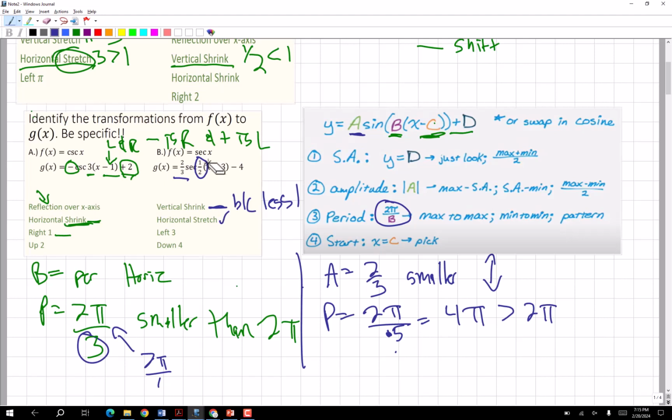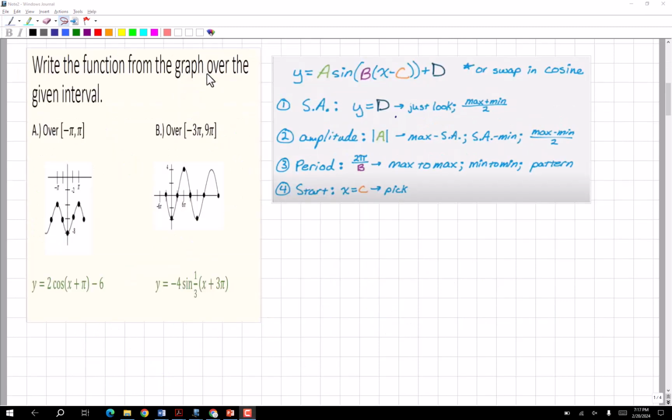Why is it left 3? Because we're looking at our C value here. This is the opposite, right? So +3 means instead of right, it's going to go left 3. And this is -4. Remember, D is normal, down 4. Okay, so there's the next one.